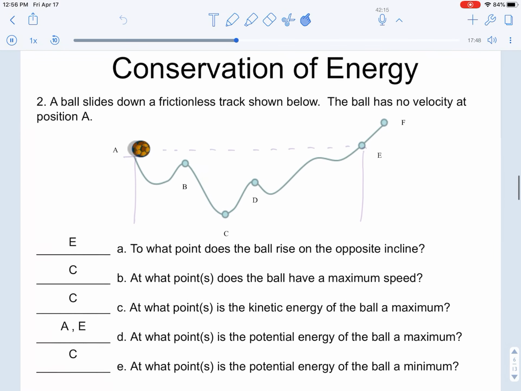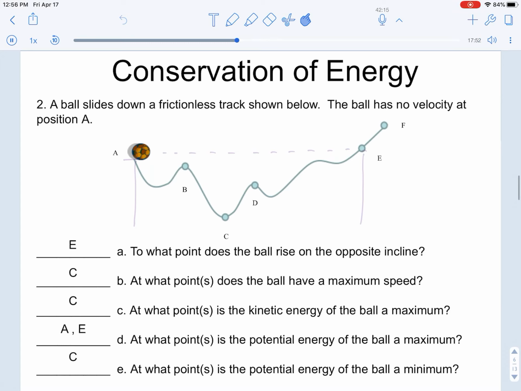We have some conceptual questions here. I just want to make sure that we understand a couple of these things. At what point does the ball rise on the opposite incline? For this question, students, if they get it wrong, want to tell me that the ball is going to rise to point F over here. But here's the main idea that you are missing. This is the highest point, or this is the point that it starts from. So this height is the height that gives it its potential energy, which becomes its total energy.